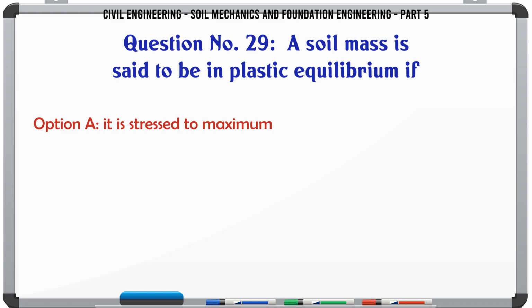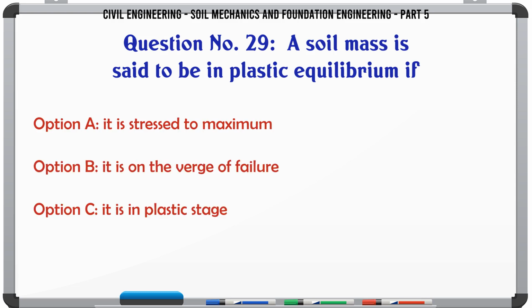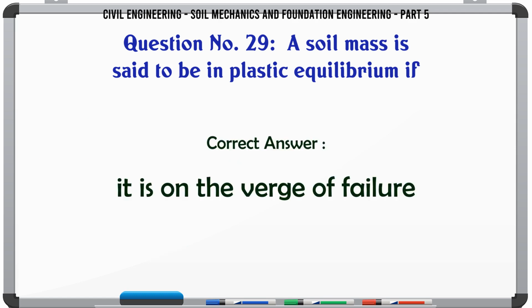A soil mass is said to be in plastic equilibrium if A. It is stressed to maximum. B. It is on the verge of failure. C. It is in plastic stage. D. It starts flowing. The correct answer is it is on the verge of failure.